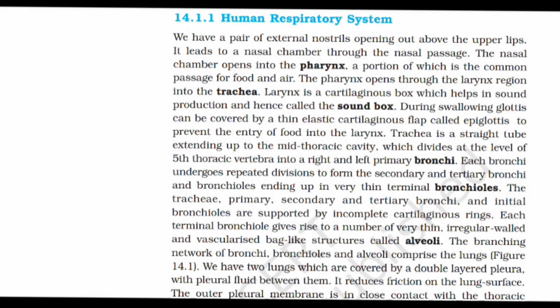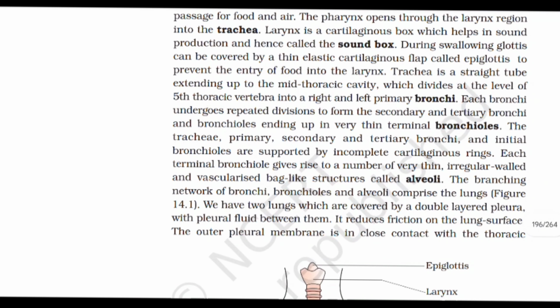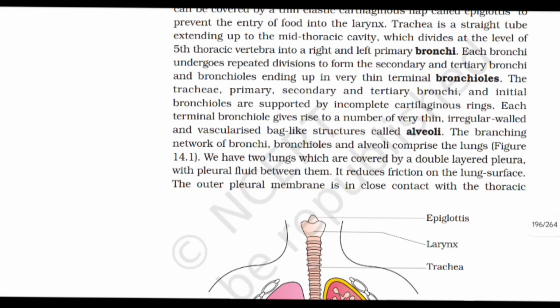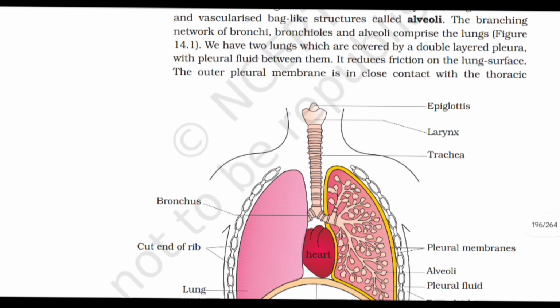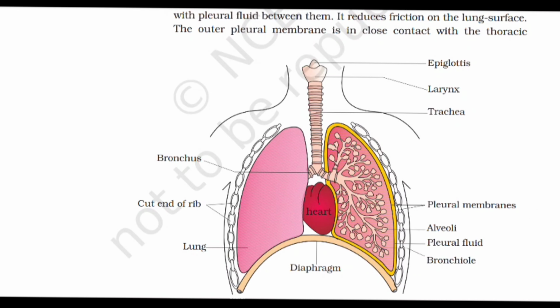Figure 14.1. We have two lungs which are covered by a double layered pleura with pleural fluid between them. It reduces friction on the lung surface. So here you can see the diagram. See, diagrams are very important, so pay attention. First at the top is the epiglottis, then the larynx, then the big tube which is the trachea. Then that trachea is getting divided into bronchus. Individual is bronchus, plural is bronchi.